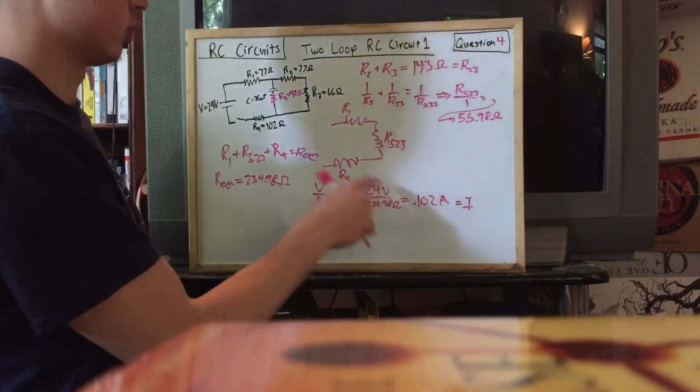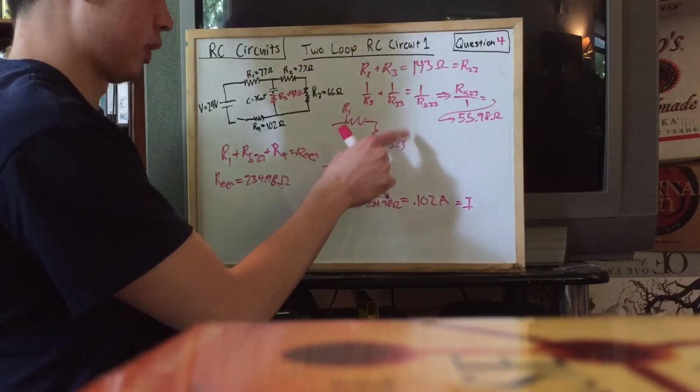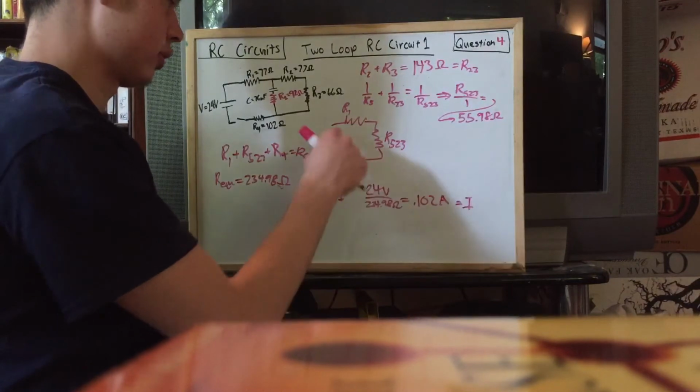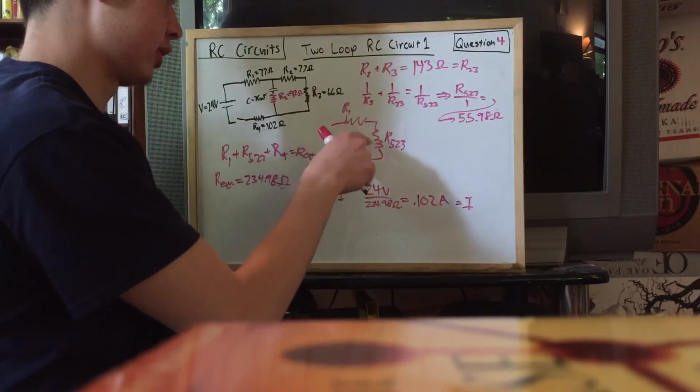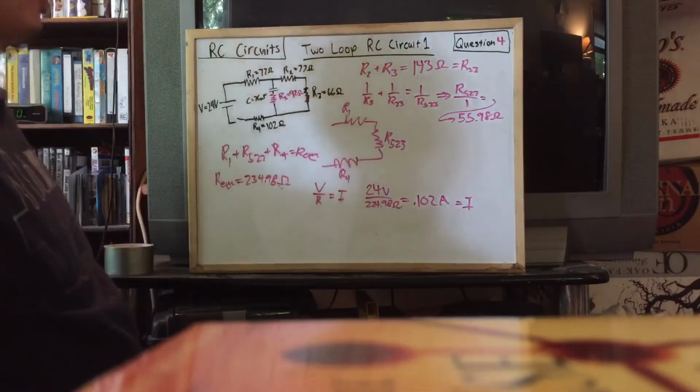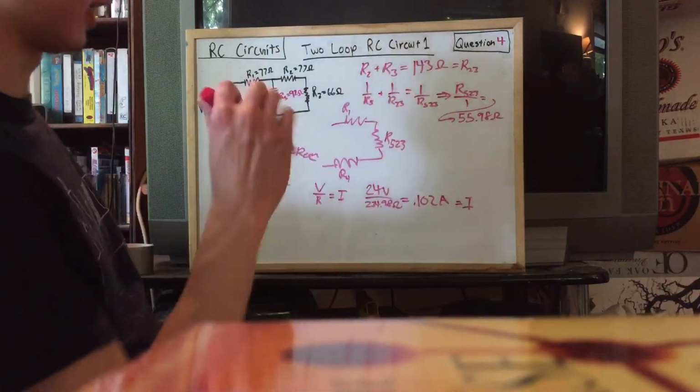And that current is equal to R1, that, and that. So the current going through here is the same here, here, and here. But we want to know the current going through R1, and that will be our answer.